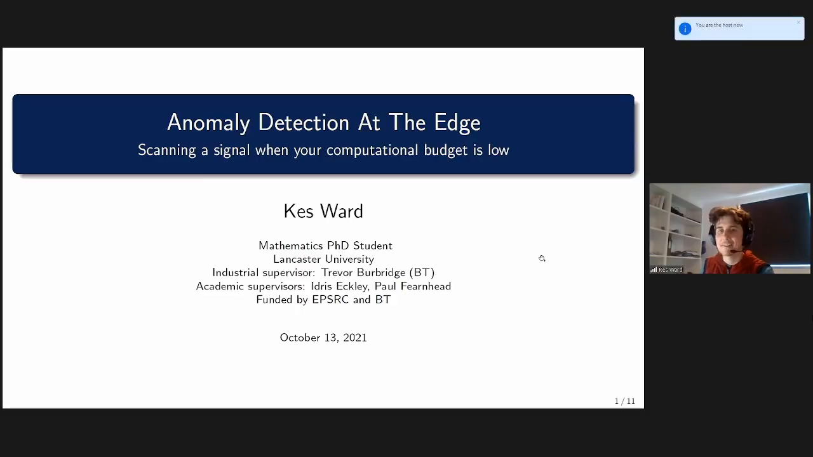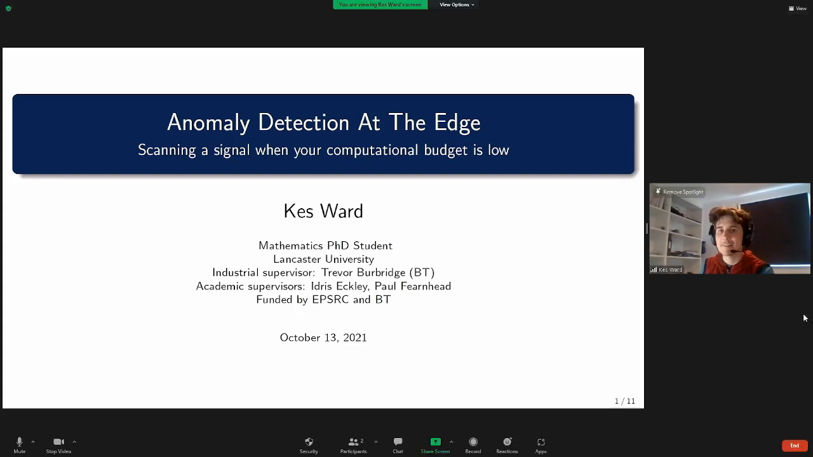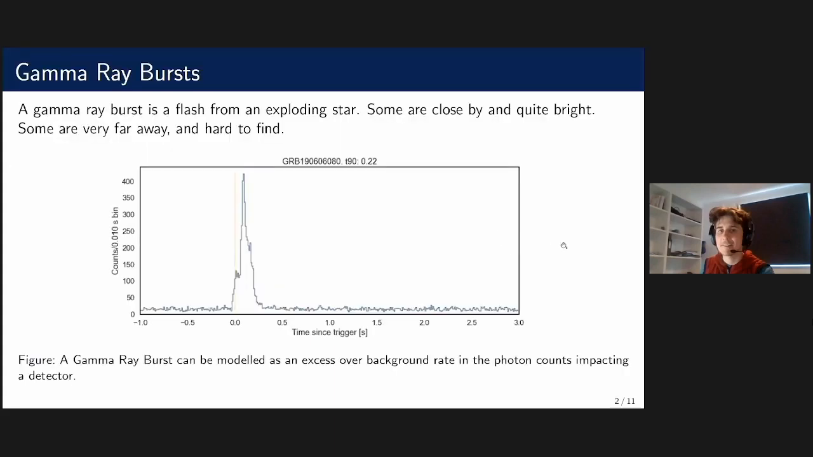Thank you very much. So my talk is about anomaly detection at the edge and scanning signals when your computational budget is low. So this is both the cutting edge of maths research, but also mainly about edge analytics and the Internet of Things. I work with the STOR-i Centre for Doctoral Training at Lancaster University, and Trevor Brelovich, who was the previous talker, is one of my supervisors for this project, which is funded by the Engineering and Physical Sciences Research Council and also by BT. So what do we mean by at the edge?